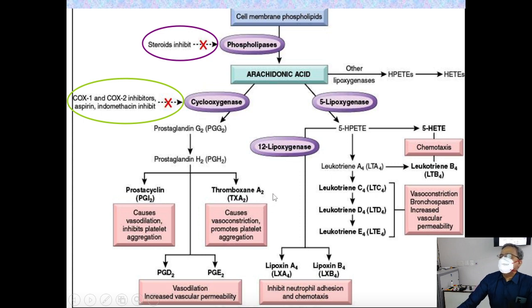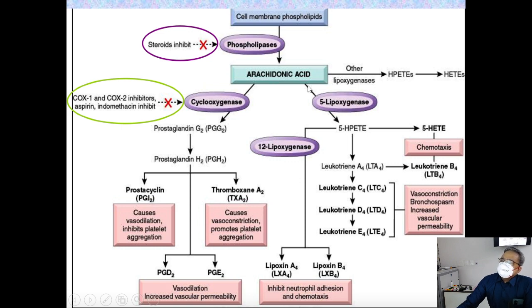Thromboxane A2, you can remember, is the naughty child. It causes all the bad things like vasoconstriction, bronchoconstriction, platelet aggregation. And PGI2 is the teacher who prevents all this by causing the opposite, vasodilatation and inhibiting platelet aggregation.